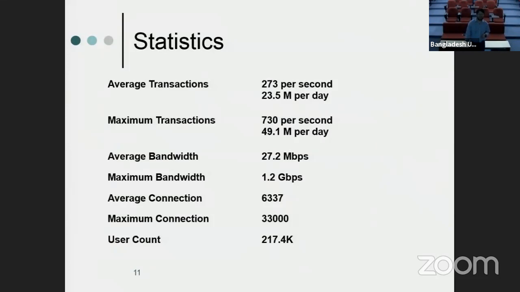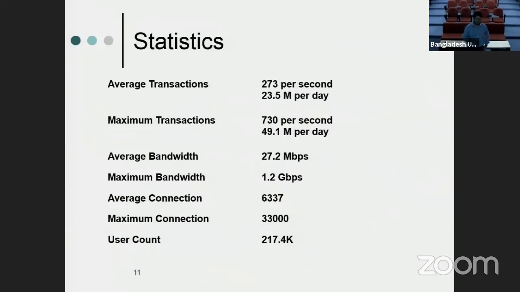So this is some average statistics that we received from the system. Average transactions are 273 per second. This is kind of old data, based on October 2019. Transactions mean the number of packets, how many packets are passing through this CESS system. And we had 24 megabits of transactions per day. The maximum we received in this period was 730 per second. Average bandwidth used was 27 Mbps, and the maximum we got was 1.2 Gbps.